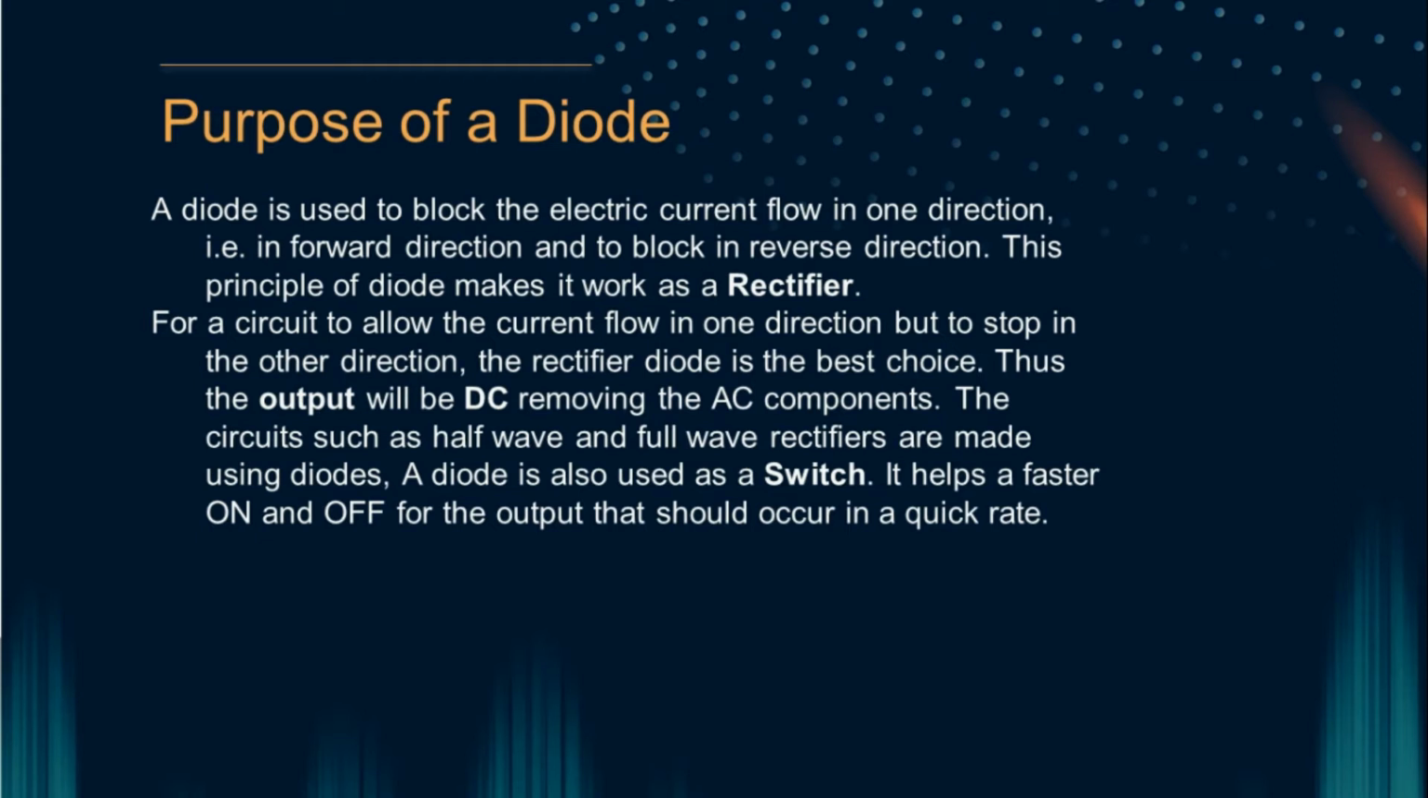The rectifier diode is the best choice, thus the output will be DC, removing the AC components. Circuits such as half wave and full wave rectifiers are made using diodes. A diode is also used as a switch. It helps with faster on and off switching for outputs that should occur at a quick rate.